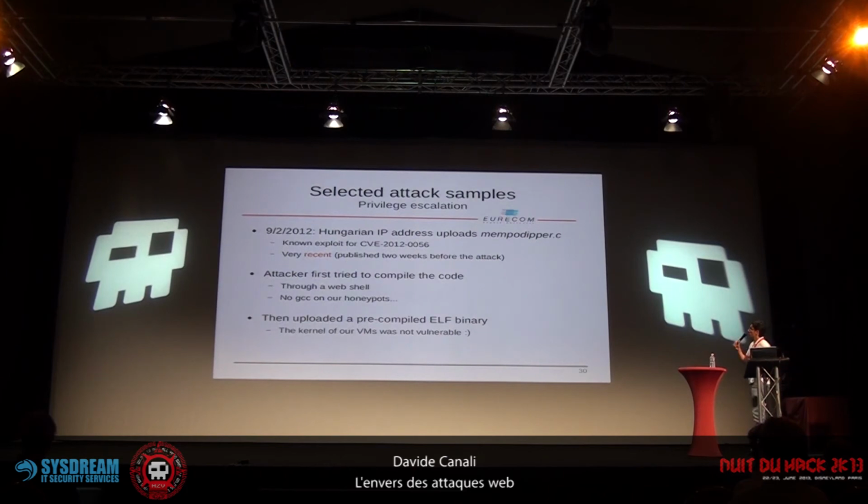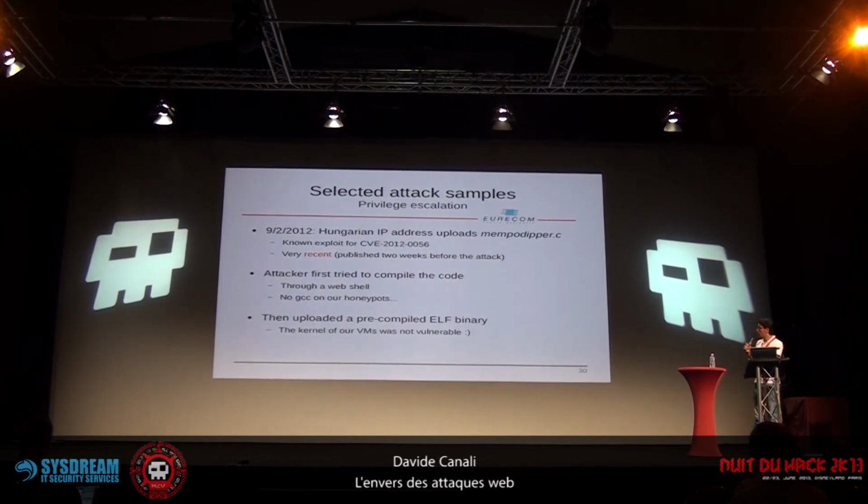Another interesting attack we collected was an attempted privilege escalation against one of the honeypots we had. It was submitted on the 9th of February 2012 by a Hungarian IP that uploaded a file called mempodipper.c. We checked what it was. It was a known exploit for CVE-2012-0056. That was interesting because it was a very recent exploit. At the time we collected it, it had just been published two weeks before the day of the attack. So it was a quite known, quite new attack.